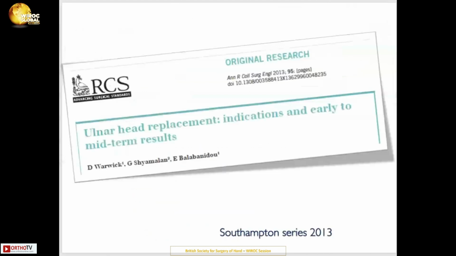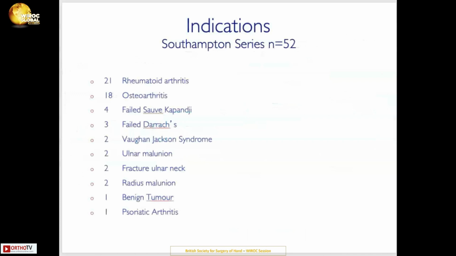We published our results nearly 9 years ago now, actually. It'd be time to do the really long-term results, which is a project in my mind. We did it for lots of different indications: rheumatoid, osteoarthritis, failed deletions, and so on.